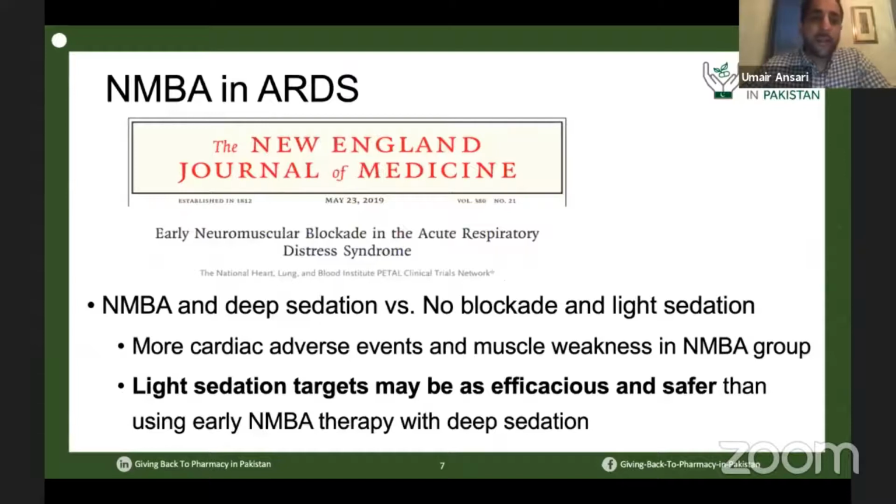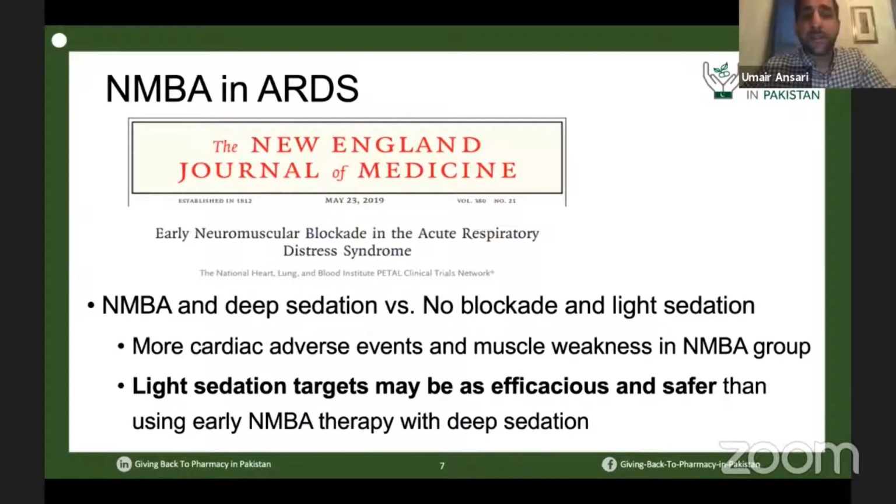The next study is a recent study. This was the ROSE trial. This was released last year, obviously, and this was titled Early Neuromuscular Blockade in ARDS. What this study found is that they compared two groups. One group was patients receiving NMBAs with deep sedation versus no NMBAs and light sedation. And what they found in this study was something different than the usual standard and what has been normally recommended.